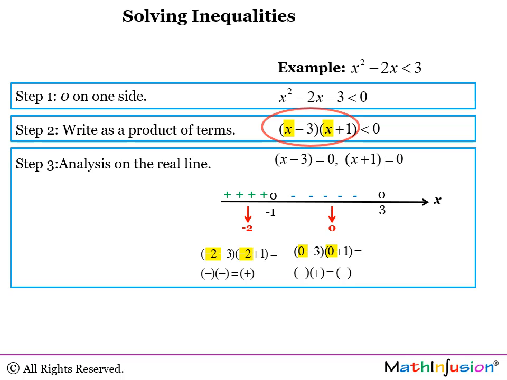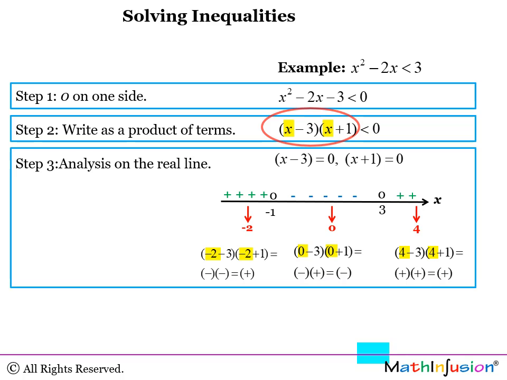Between -1 and 3, this expression is always negative. Now we are going to check the last interval, between 3 and infinity. Here is a good sample point. We will substitute 4, and we get that it is positive.